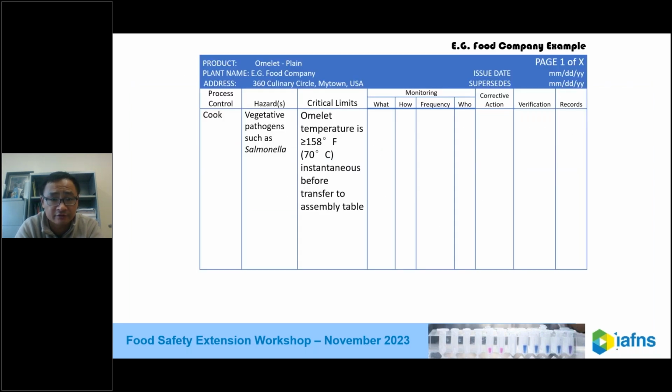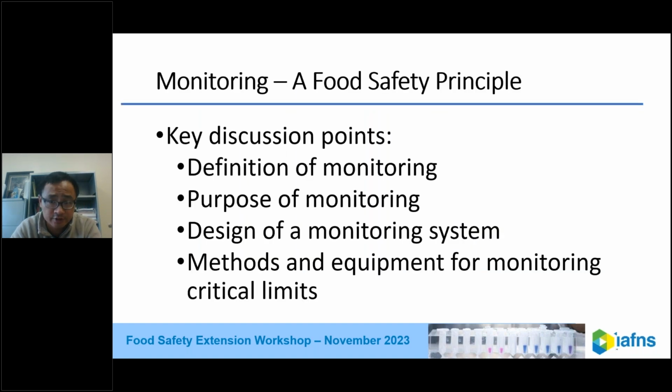So we're going to fill this form. We talked about hazards, process control, and critical limits. Therefore, we next move on to the monitoring procedures. Monitoring procedures is a food safety principle. We will talk about the definition of the monitoring procedure, why it is important, what the purpose is, how we design a monitoring system, how we should do it, and what kinds of methods and equipment are used for monitoring critical limits.